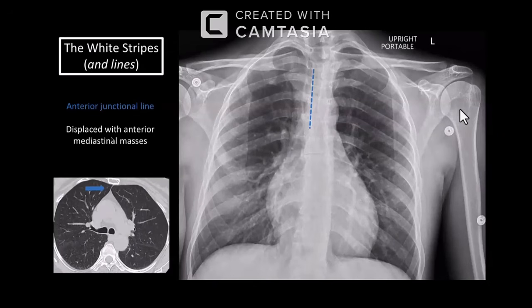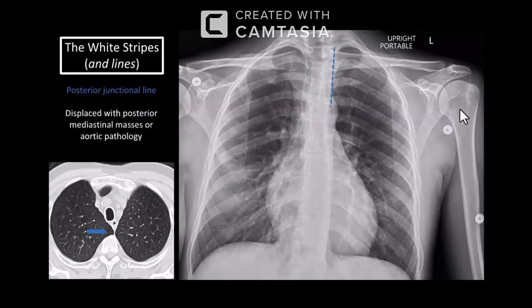The anterior junctional line is nothing but a small reflection of the parietal and visceral pleura. You can see the parietal and visceral pleura join at the anteromedial aspect of the chest. So usually it gets displaced in anterior mediastinal masses.